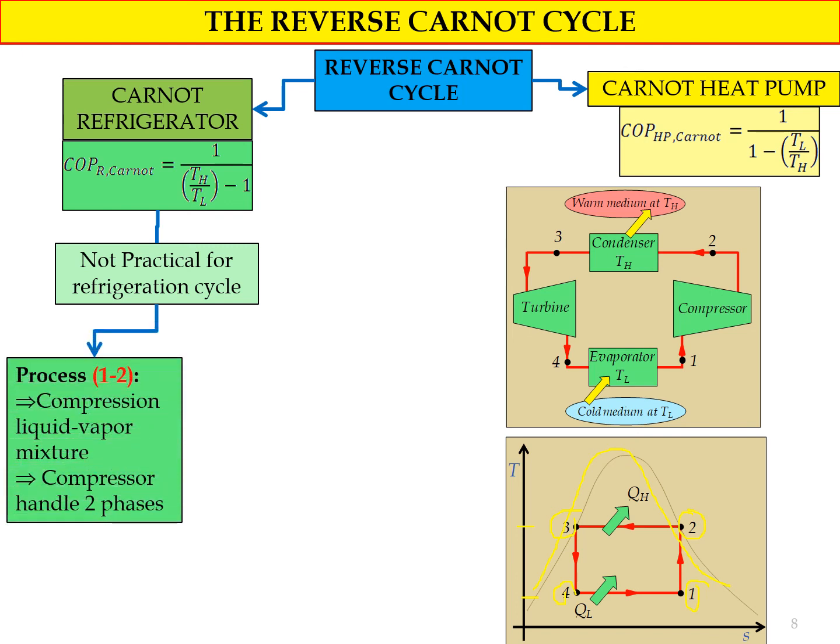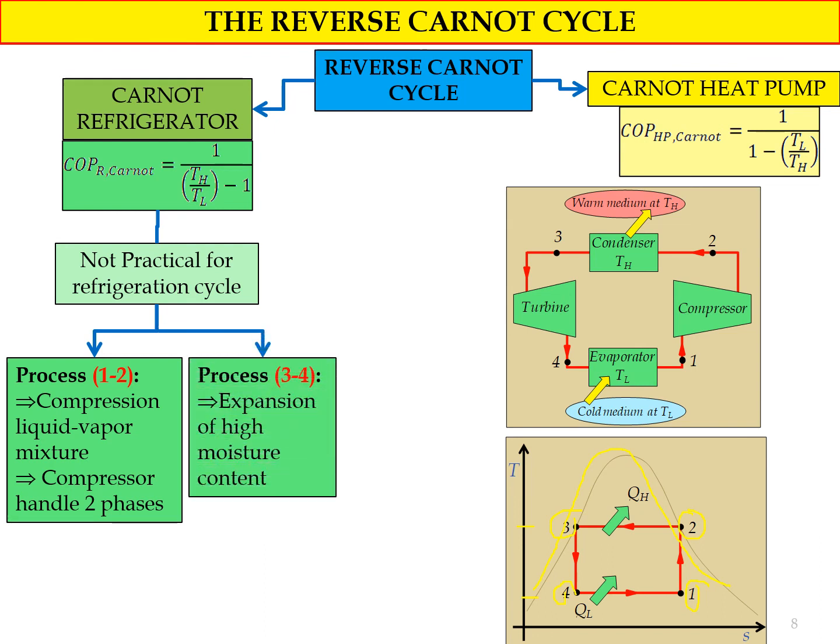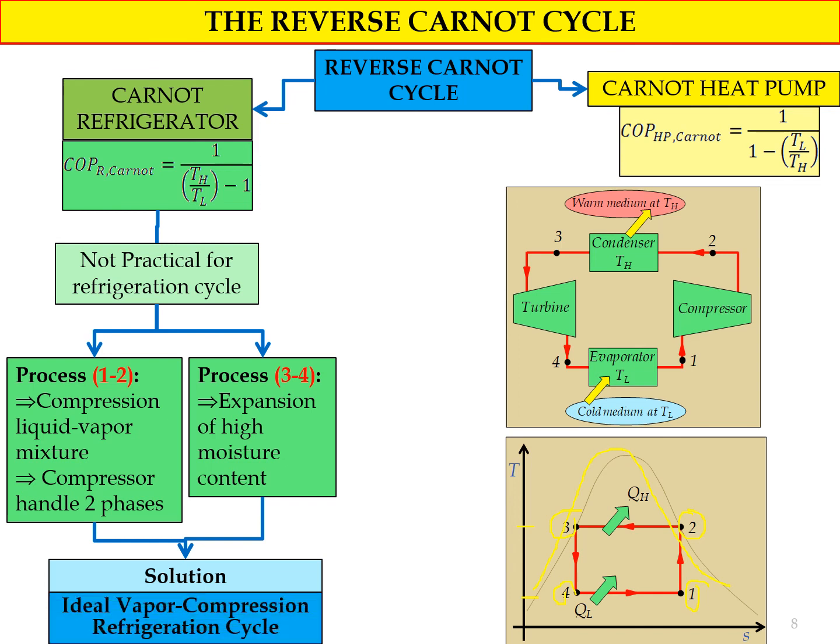However, in the case of process 1 to 2, the compression of the liquid-vapor mixture, the fluid at state 1 is in 2 phases, so the compressor needs to handle 2 phases, which is gas and also liquid. There is no such compressor, or it is difficult to design a compressor that can handle 2 phases. Another process is process 3 to 4, which is the expansion process with high moisture content, which I already explained in the previous slide. It is not practical for a turbine. So as the solution, we need to use the ideal vapor compression refrigeration cycle, which I'm going to explain in the next video.